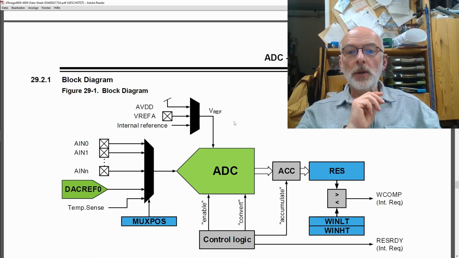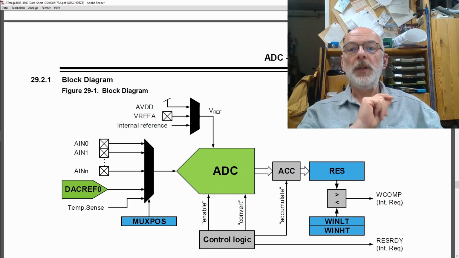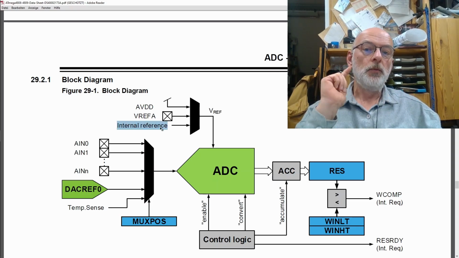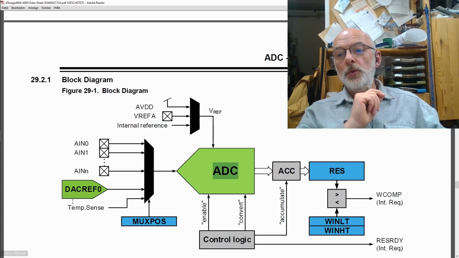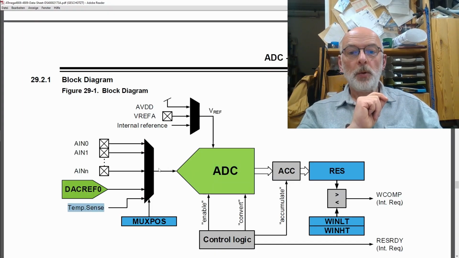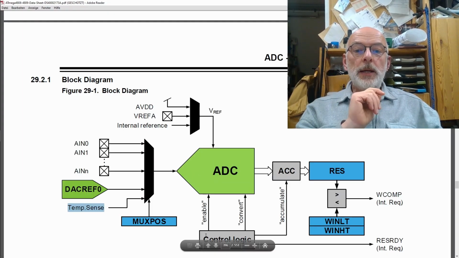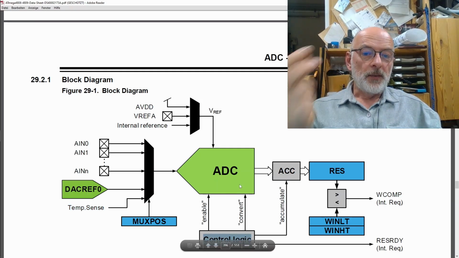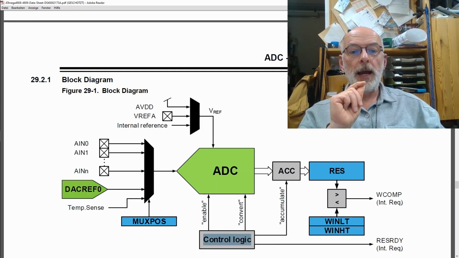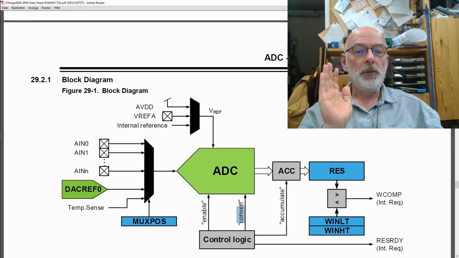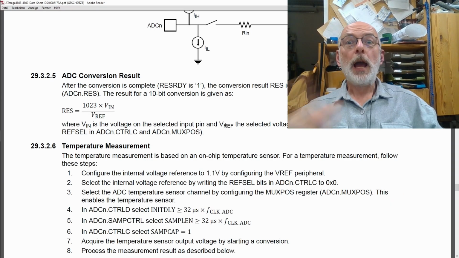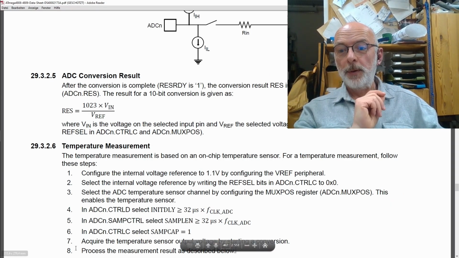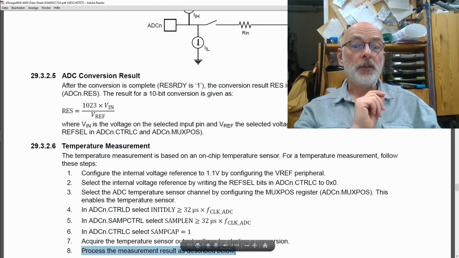Going back to the block diagram of our ADC, that means we set our internal reference voltage to 1.1 volt. We choose that internal reference as the reference for our ADC. We choose the temperature sensor as input for our ADC. We configure some timings and the sampling capacitance of our ADC, and then we just do a conversion, and then we have the result. But wait, there was an 8th step. Process the measurement results as described below.